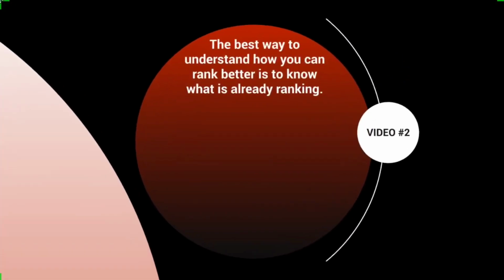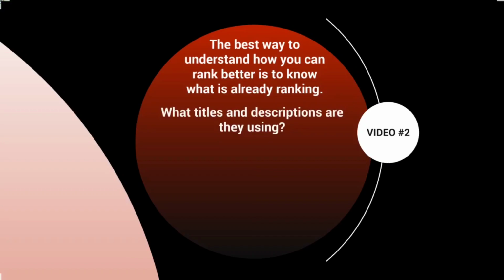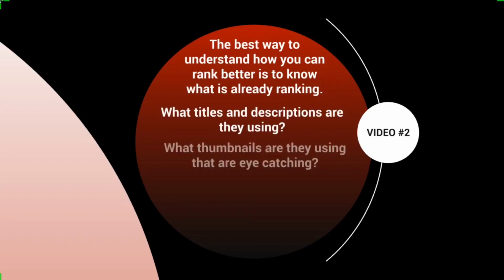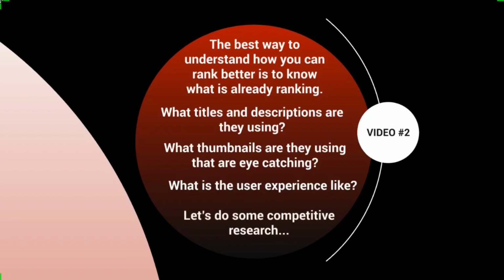You see, the best way to understand how you can rank better is to know what is already ranking in your niche or your market. So what we want to do here is analyze the videos that are on the top. I want you to specifically look at what titles, what descriptions, and what eye-catching thumbnails they are using, and what the user experience is like when you click through those videos. So let's go ahead and do some competitive research.